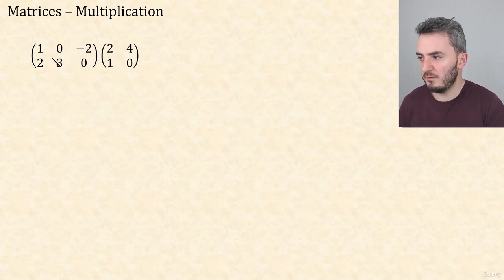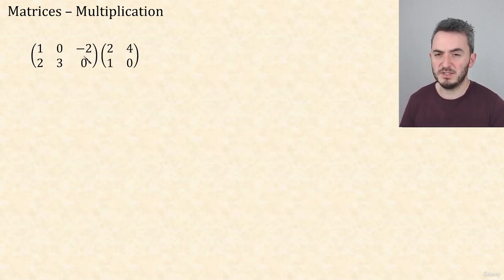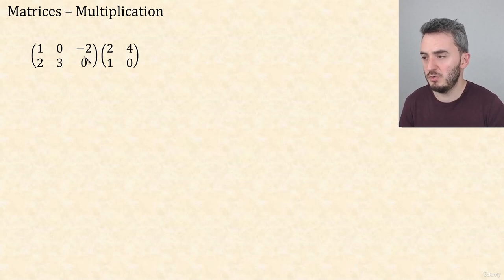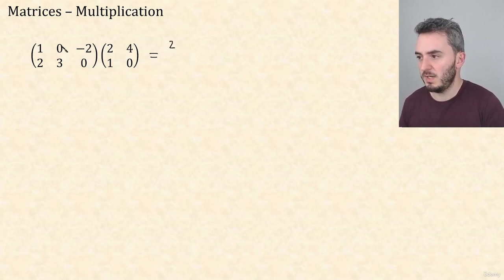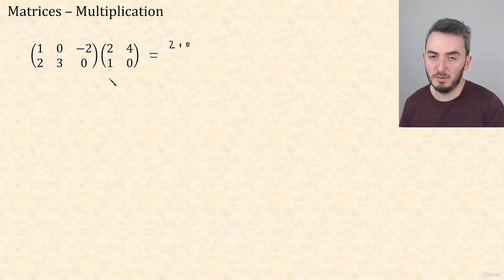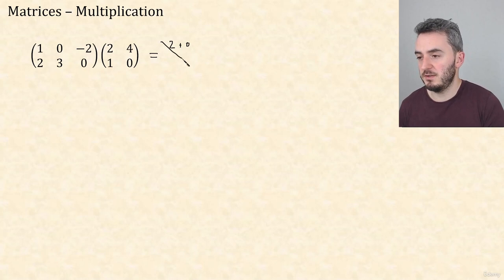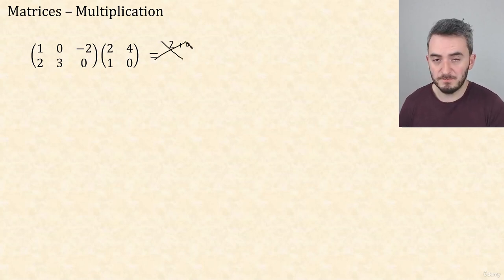Now, here I've got a 2 by 3 matrix. I'm going to try to multiply it by a 2 by 2. So if I follow a similar logic to before, it would be 1 times 2 plus 0 times 1 plus minus 2 times, there's nothing there for me to multiply by. And that's actually a problem. And what it actually means is you cannot multiply these two matrices.